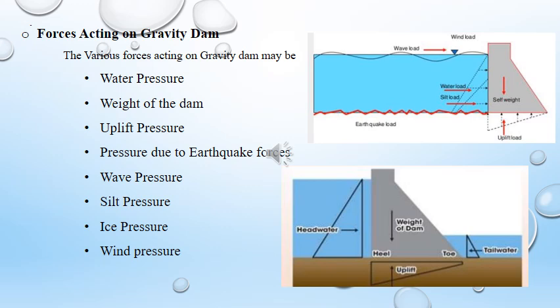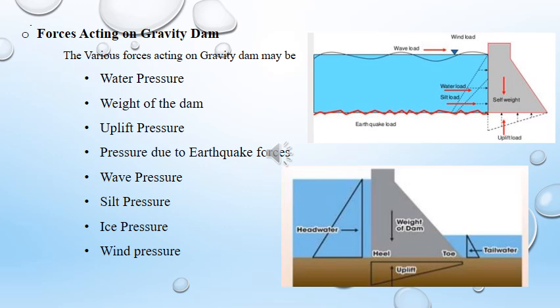Wave pressure is acting at the maximum water level, and it will also exert some forces at this level. Silt pressure. Now, the silt will be deposited at the bottom of the river, just behind the dam. So, it will also give some additional load of the silt.